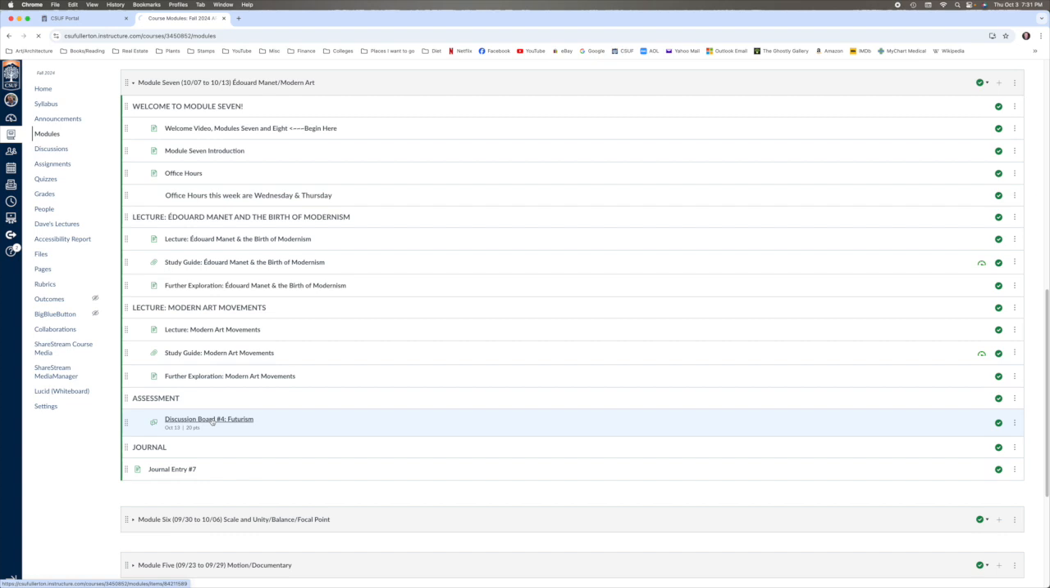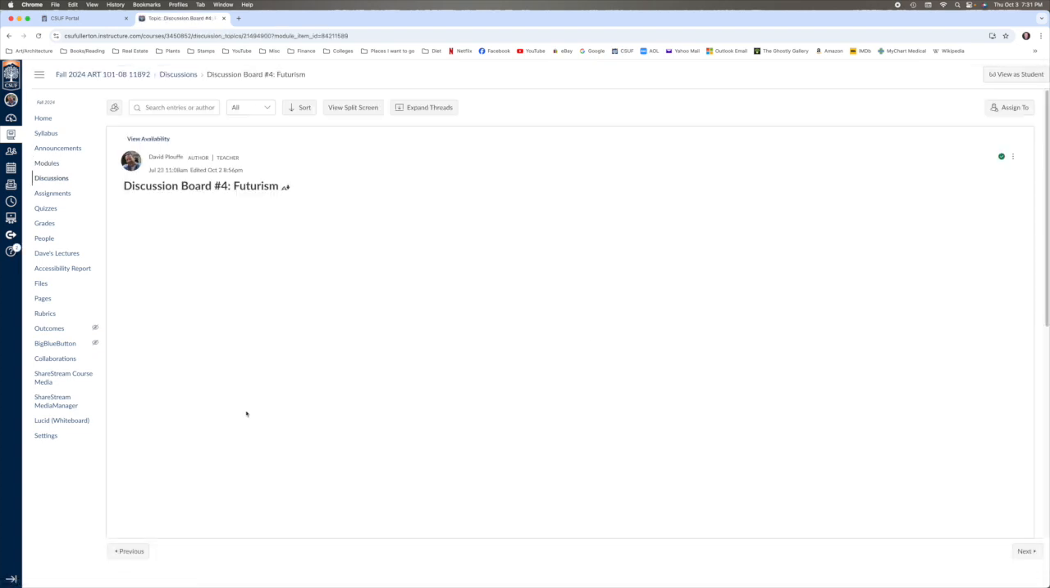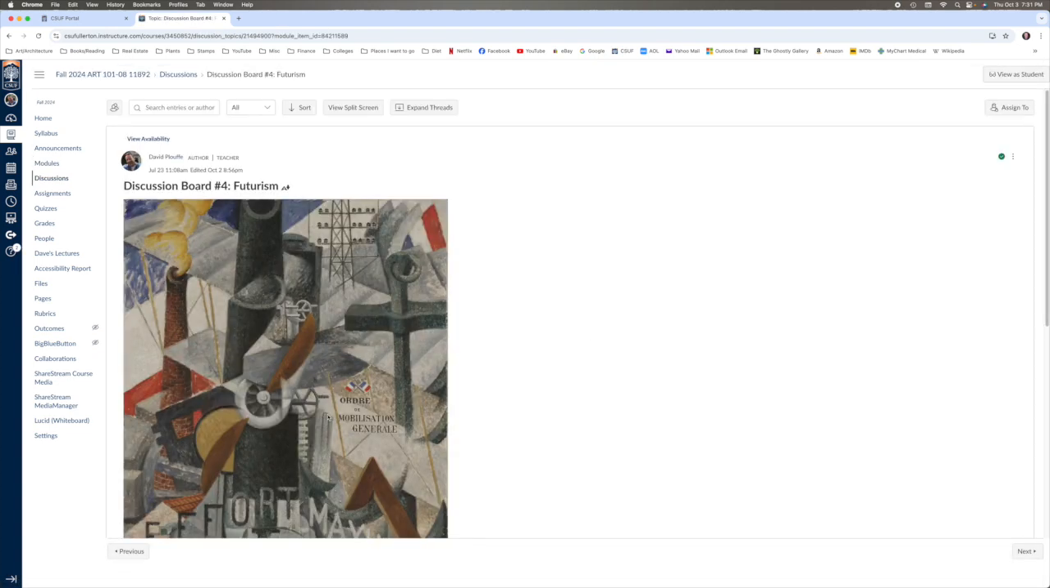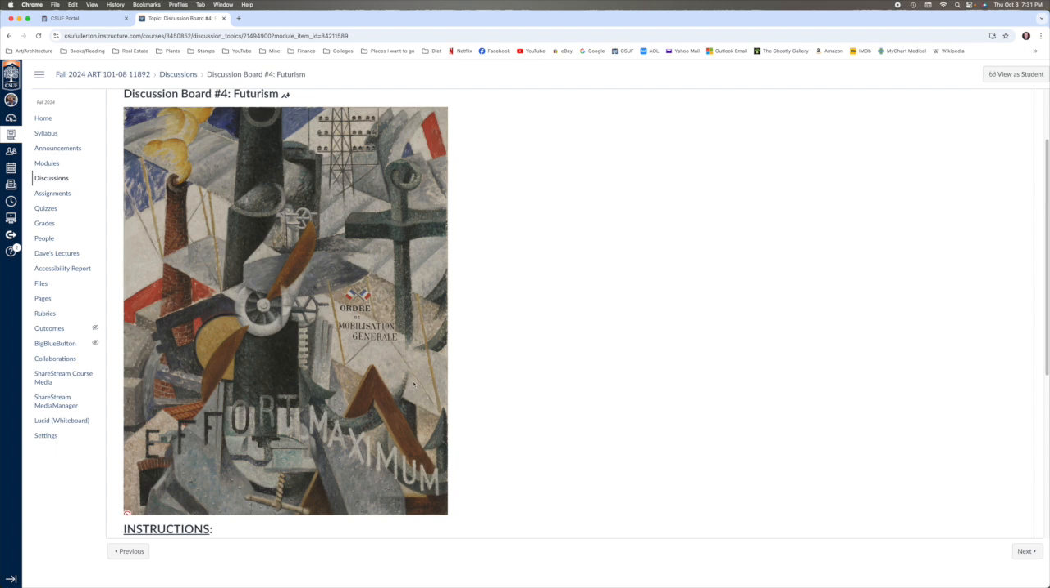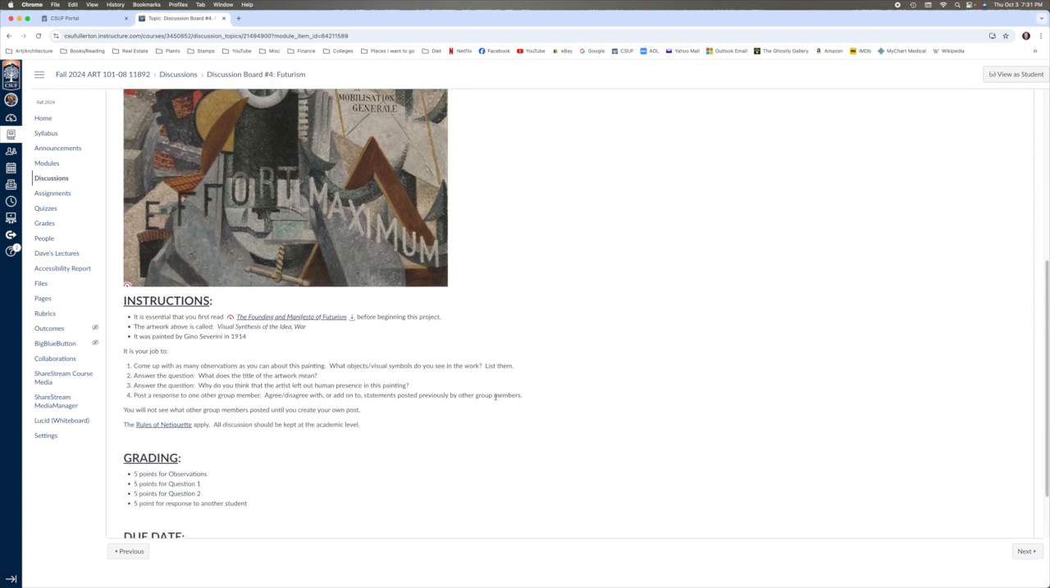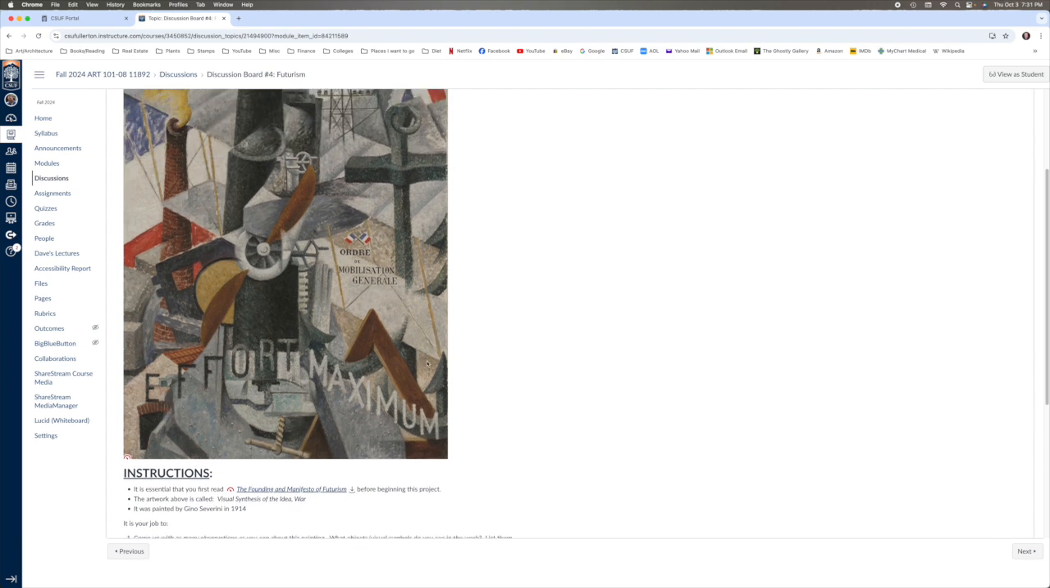Our discussion board this week also deals with Futurism and the Futurist Manifesto and the type of art that they produce. This is the artwork that we're going to deal with. And what I ask you to do, first of all, is to read the manifesto, so do that for the journal. The above artwork is called Visual Synthesis of the Idea, War, and is painted by Gino Severini in 1914.